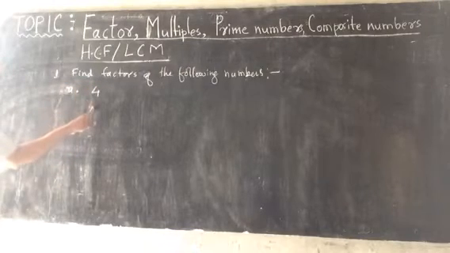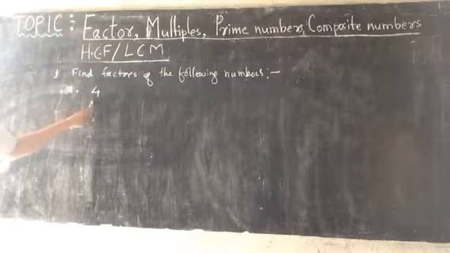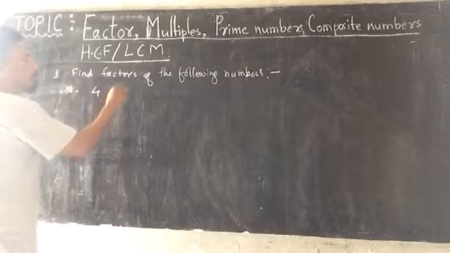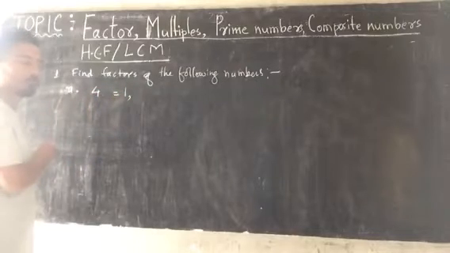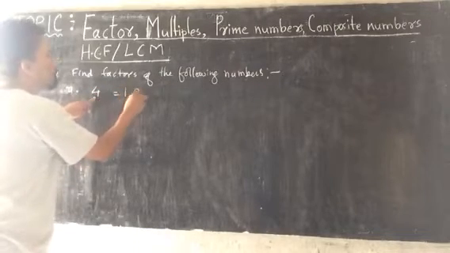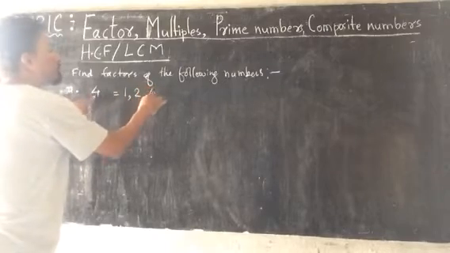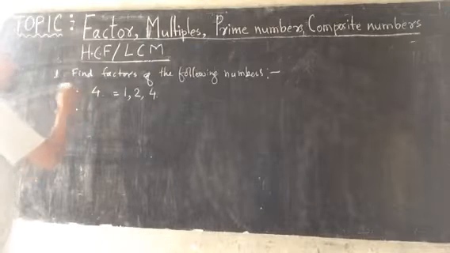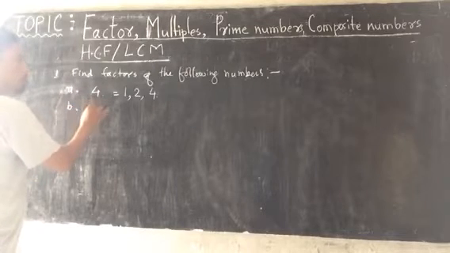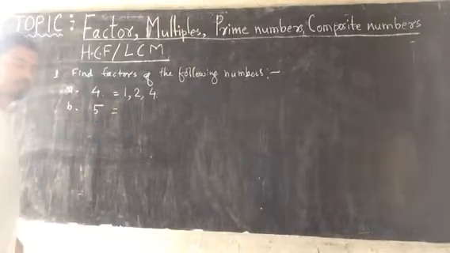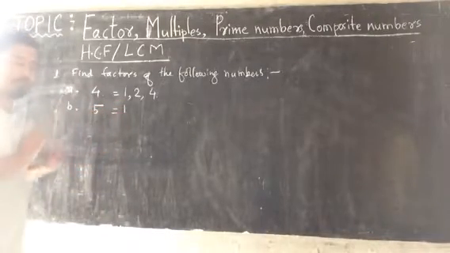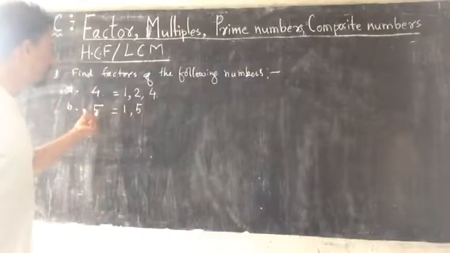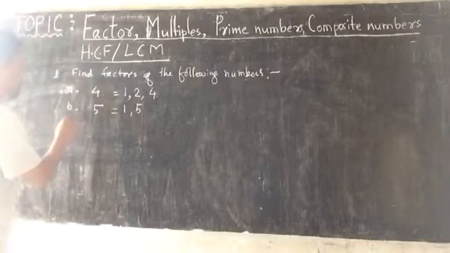What is it? 4. If you have to find the factors of 4, what to do? Very simple. By which numbers can 4 be divided? 1 can divide 4, 2 can divide 4, and 4 can divide 4. So 1, 2, 4 are the factors of 4. Similarly, for the factors of 5: 1 can divide 5, 1 times 5 is 5, and 5 also can divide 5, so 5 is also a factor of 5.